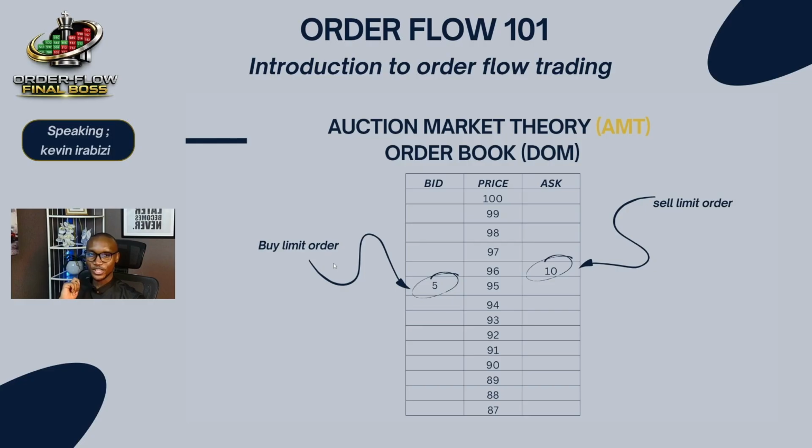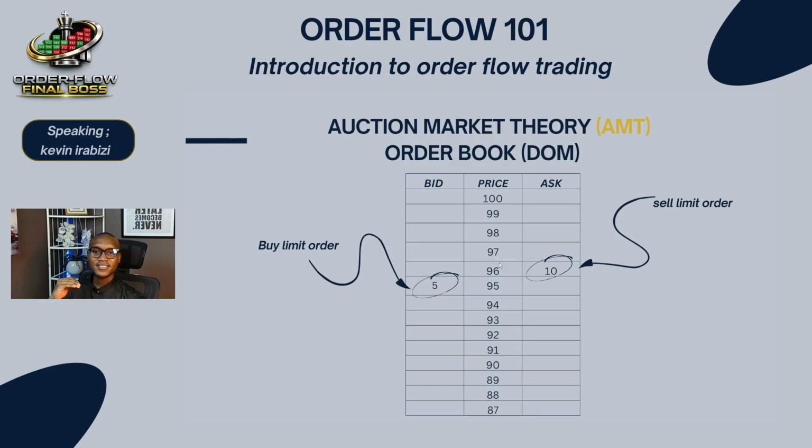We have a second trader. Trader number 2 comes in with a limit order to sell. So the trader is saying, I will sell 10 contracts if price comes to this level, level 96. So the trader is simply saying, at level 96, I am going to sell 10 contracts.